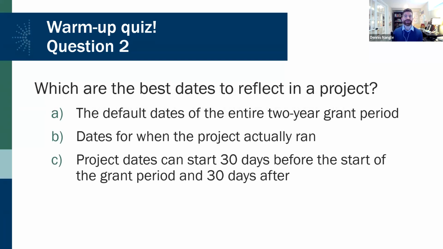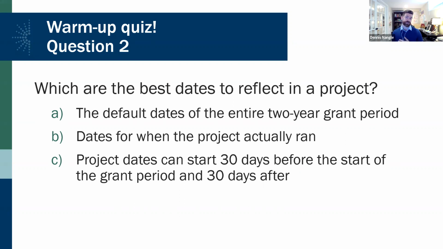Okay, which are the best dates to reflect in a project? A, the default dates of the entire 2-year grant period. B, dates for when the project actually ran. Or C, project dates can start 30 days before the start of the grant period and 30 days after. I'm also seeing such wonderful immediate consensus of, again, the correct answer. This is a good warm-up so far. We're looking for B, dates for when that project actually ran.